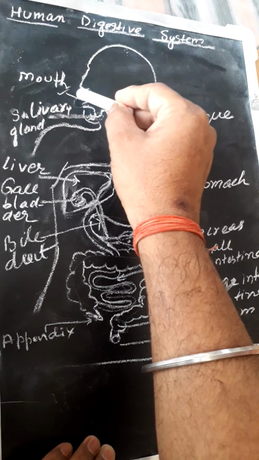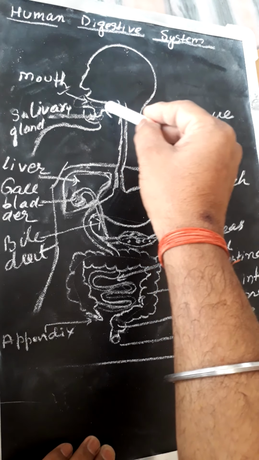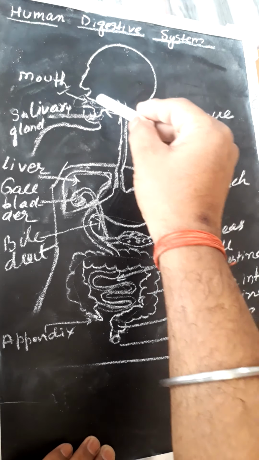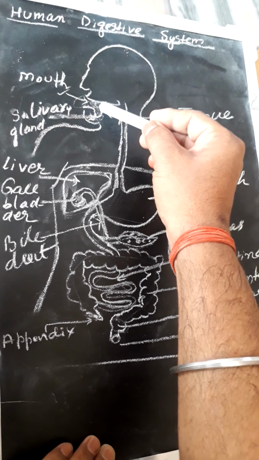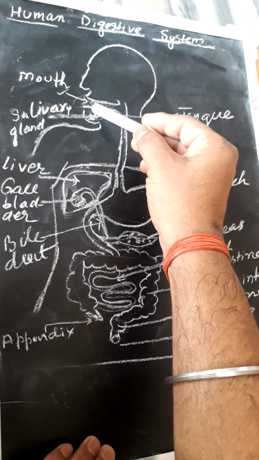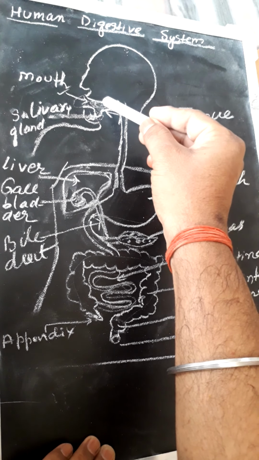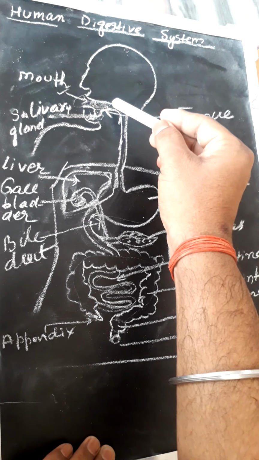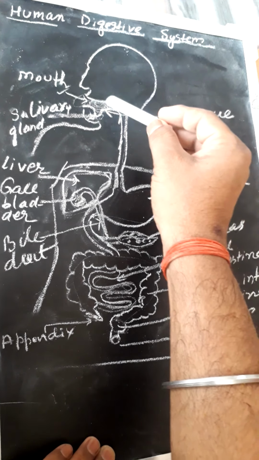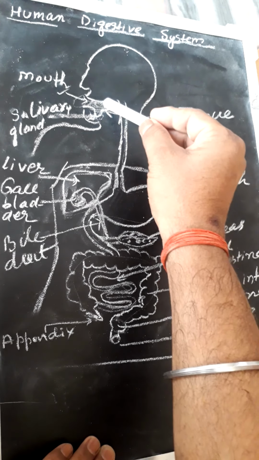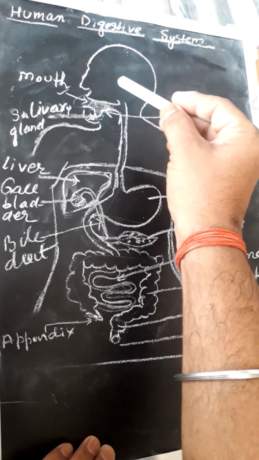First of all, food enters our mouth. Here food is chewed and properly mixed with saliva. Saliva is secreted by this salivary gland. It contains an enzyme called salivary amylase, which digests starch partially here because food remains for a very short duration here.